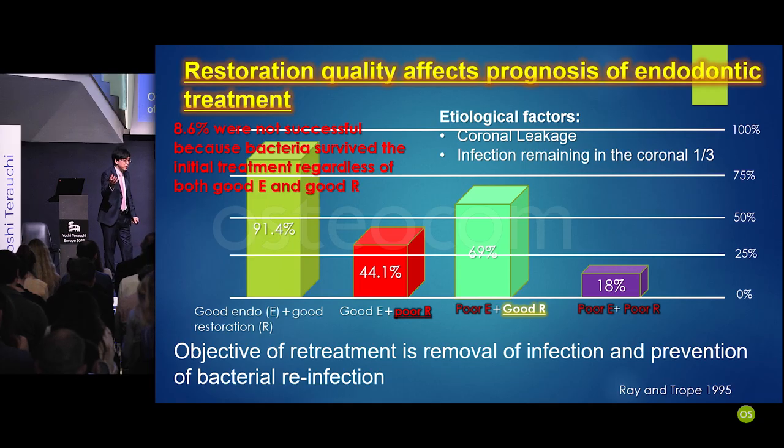Because bacteria always come from the coronal restoration, the gap between the tooth and the coronal restoration. The bacteria will not be born inside the root canal. They all come from the oral environment.